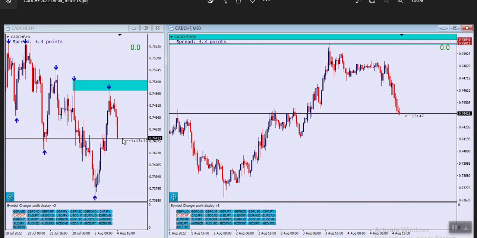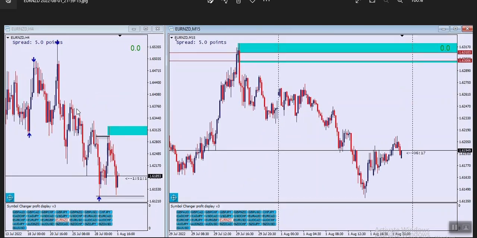So you keep it simple. Just keep it simple. Don't make your trading so complex with so many indicators and so many things. Right? Just keep it simple. Let's look at another example.